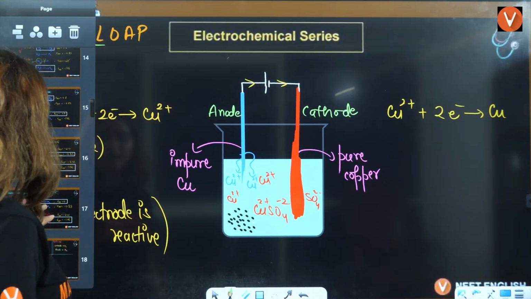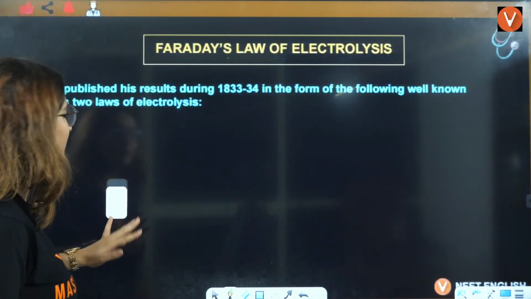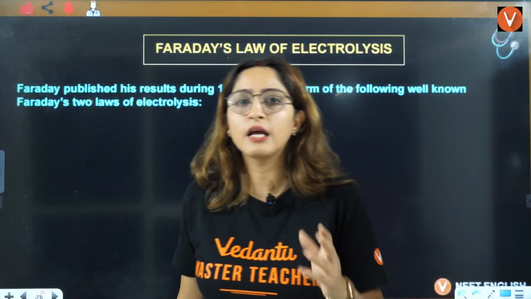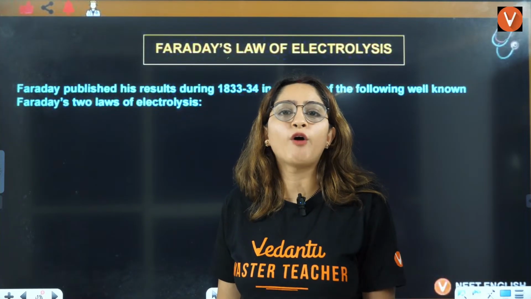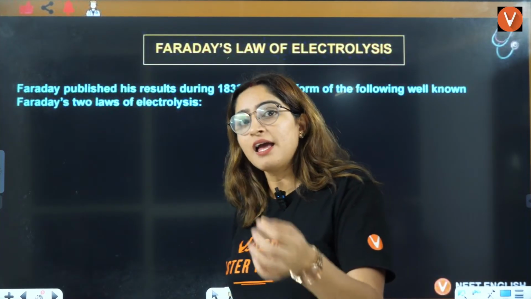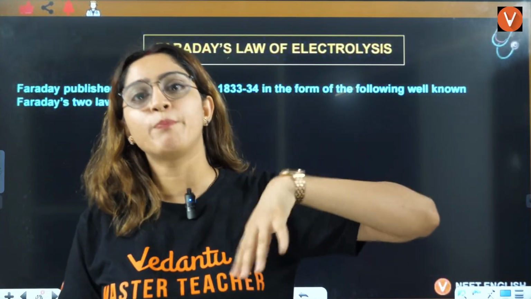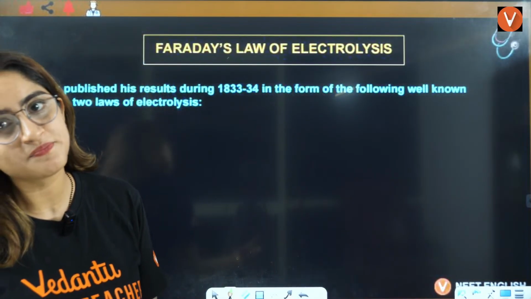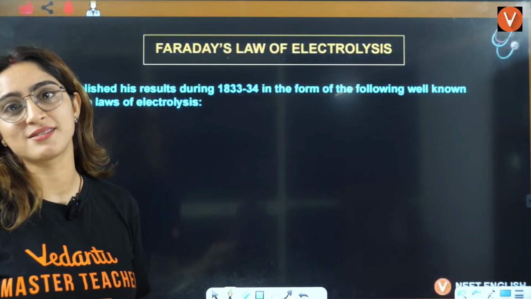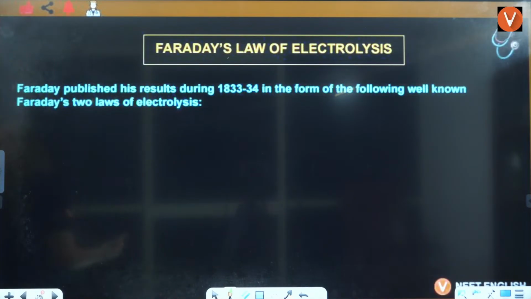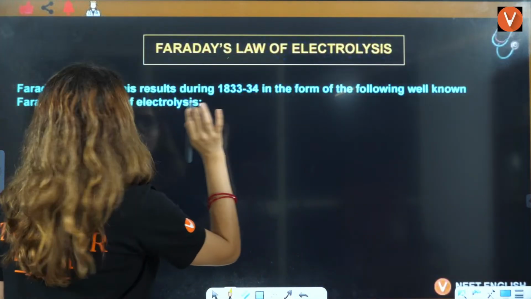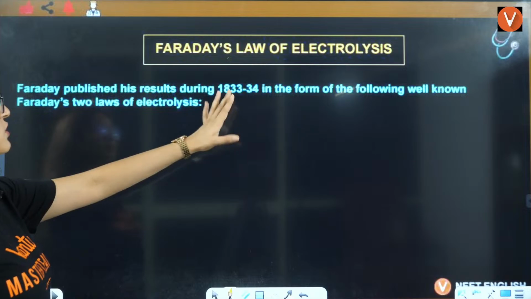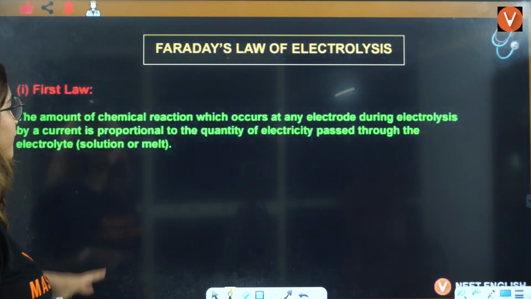Battery is here, you are converting this electrical energy to produce some chemical reactions. So what he said, that because you are passing the electricity, then something is deposited on cathode or anode. Then this particular deposition depends upon the current that you pass. Okay? Depends upon the charge that you pass. Okay? Understood? So first thing is Faraday published the results in the form of following well-known Faraday's two laws of electrolysis.